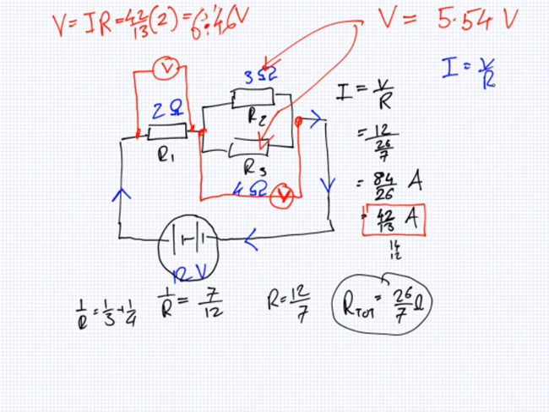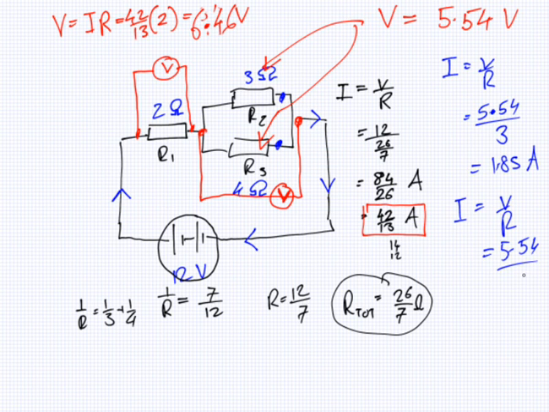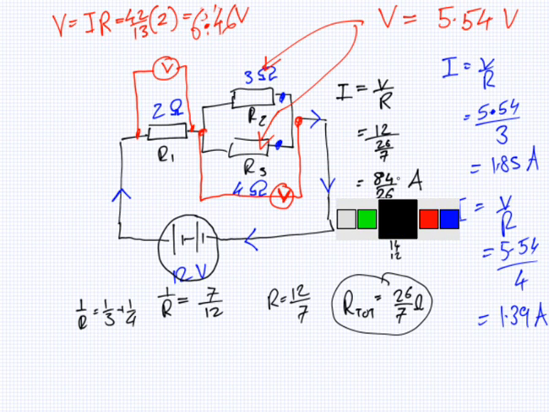Now who can tell me what the voltage is here? 6.46. Okay. What's the voltage here? 12 minus 6.46. So what is that, please? 5.54 about. So the voltage here and the voltage here are both 5.54.